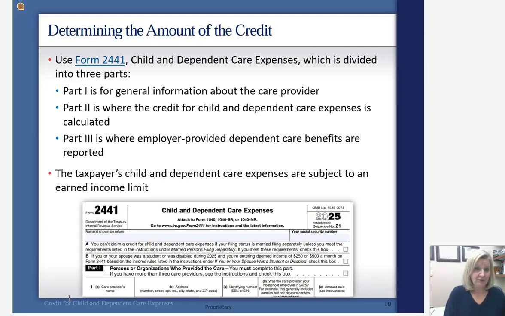Part 1 is general information about the care provider. Part 2 is where the calculation is made for what the credit will be. And Part 3 is where employer-provided dependent care benefits are reported.